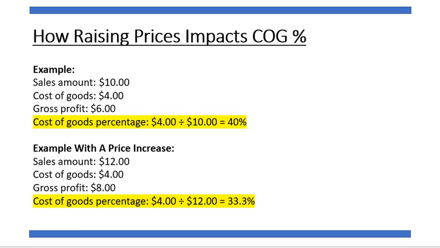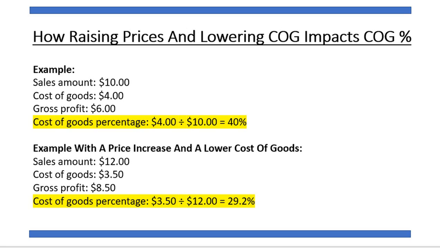The other way to lower that percentage is by raising prices. In this example, same thing. The original example is what we had before. We sell it for 10, costs us 4, 40% is our margin. But what happens if we can raise that price to $12, keep the cost the same, but raise the price to $12? We now improve our percentage by lowering it to 33.3%.